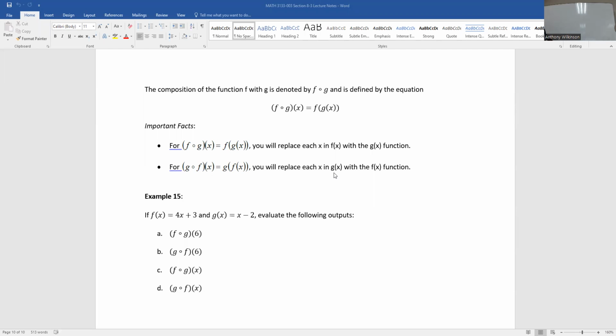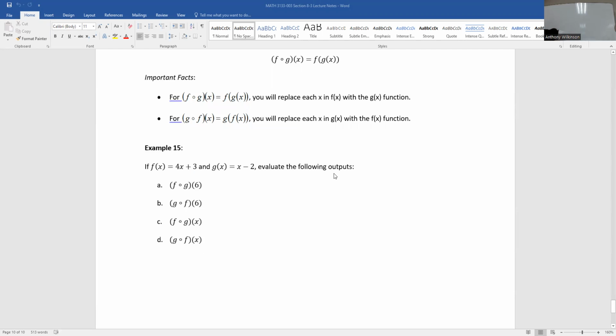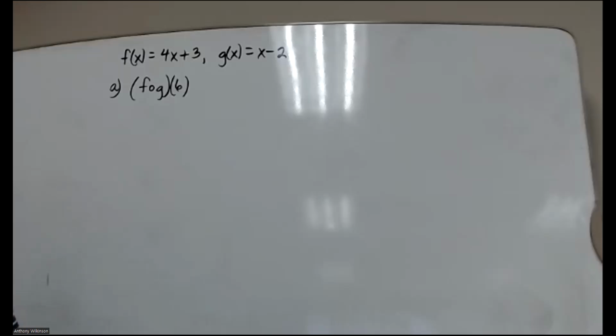All right, so here's example 15. You are given f(x) = 4x + 3, and g(x) = x - 2. Here we're going to evaluate, starting out with the composition of f with g of 6.